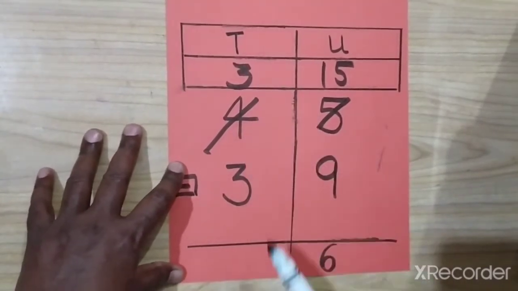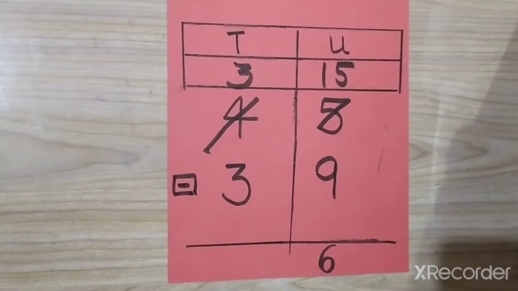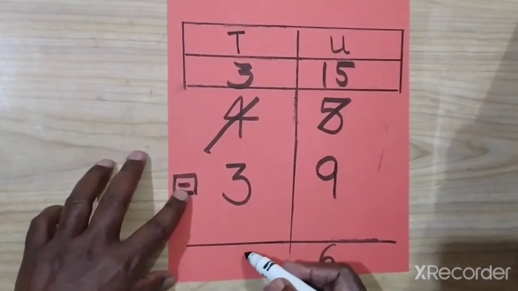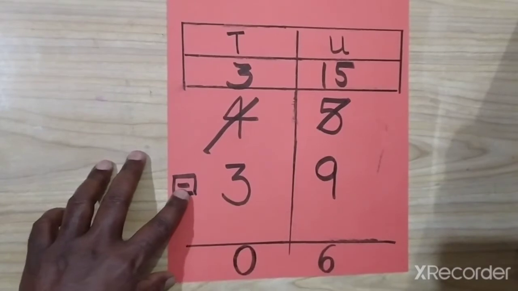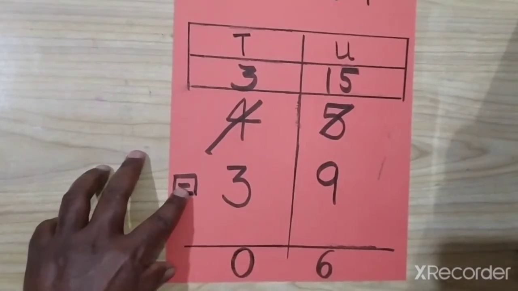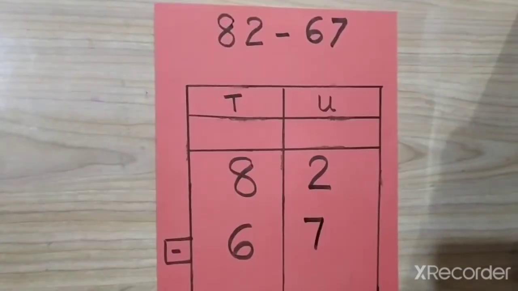Now, 3 minus 3. If I have 3 chocolates and I gave all the 3 chocolates to my friend, what will I have? 3 minus 3 is 0. Nothing. So, we have got the answer here. It is 6. Are you ready for the next sum?